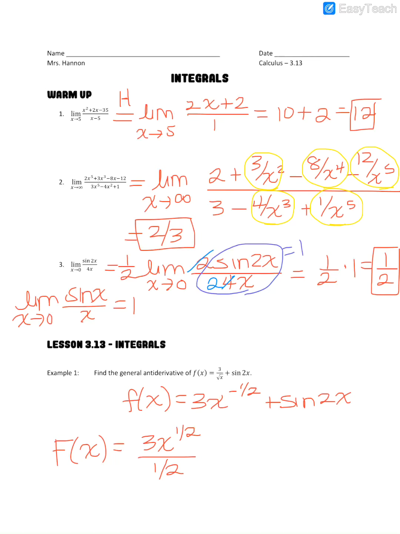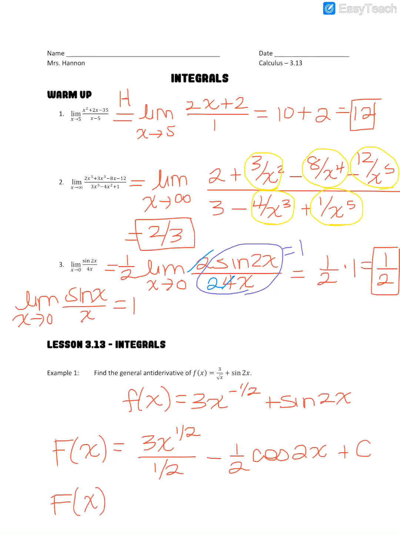Okay, next I have sine of 2x. So I'm thinking, what would have positive sine as its derivative? And the answer is negative cosine 2x. And then since it has a 2 in there, I want to have a 1/2 to balance that, plus c.